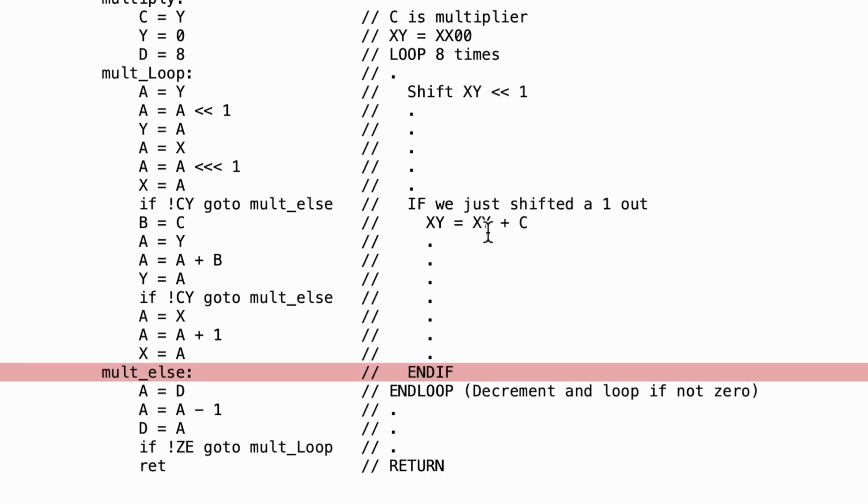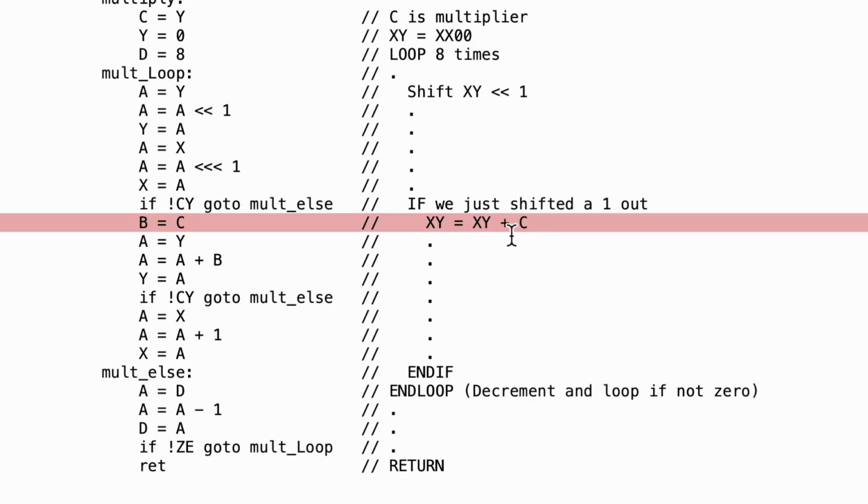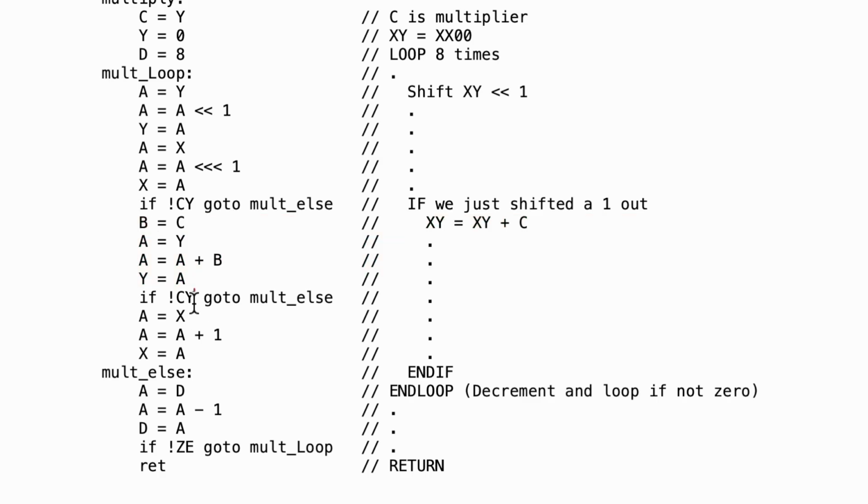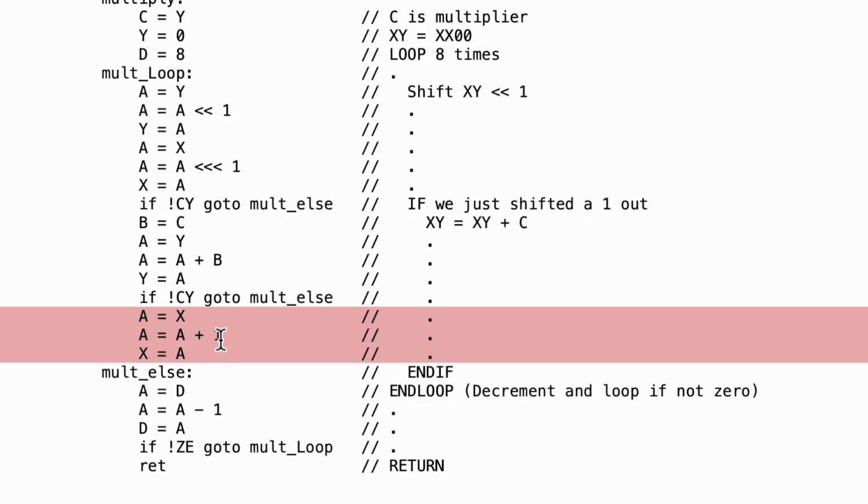But if it was 1, then we'll go ahead and increment the X, Y, or add C to the X, Y register. C is 8 bits, and to add it to a 16-bit register, we first add C to the Y register, and we do that here by moving C and Y into A and B, and then adding them and moving the result back into Y. And that will set the carry bit if it overflowed. And if it didn't overflow, then we jump around this material here. But if it did set the carry bit, then we need to push that carry into the X. So here we are moving X into A and then incrementing it. And so that does our carry into the most significant 8 bits. So that's all we have.